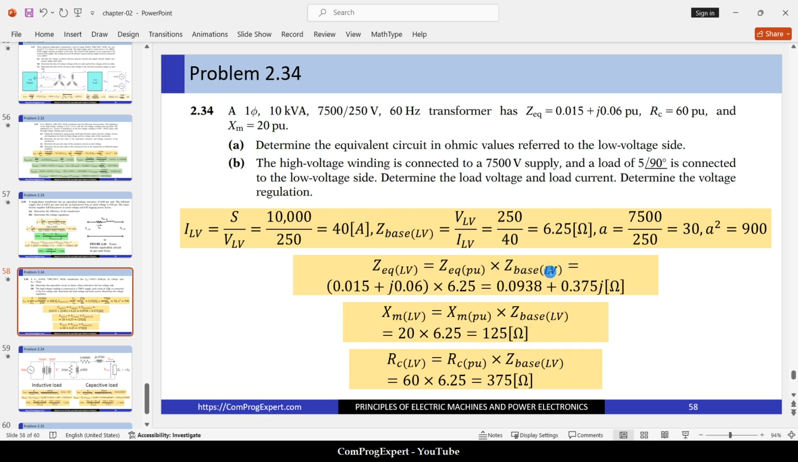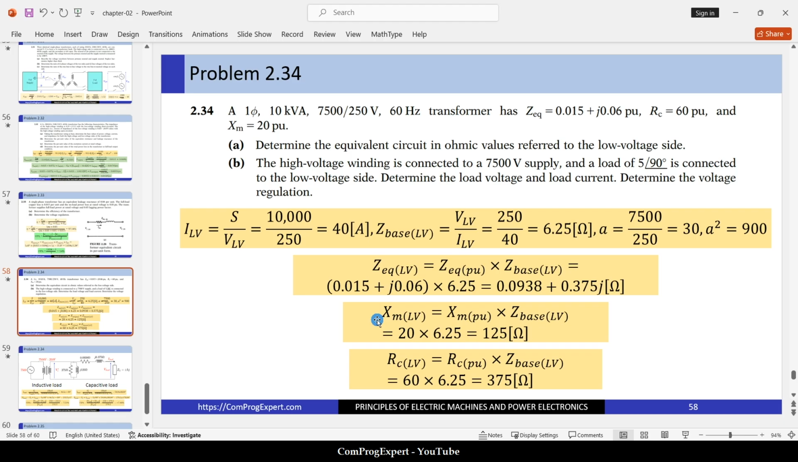So the Z equivalent for the low voltage side is Z equivalent per unit times the Z base for the low voltage side. Here we have the Z equivalent in per unit times 6.25 is this one. So this is the Z equivalent in ohmic values. Here the unit is ohm. Okay, per unit values are unitless, you know that.